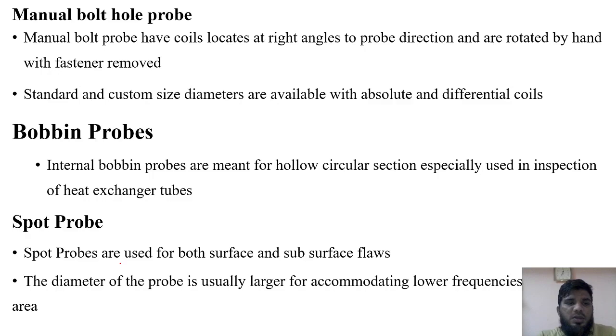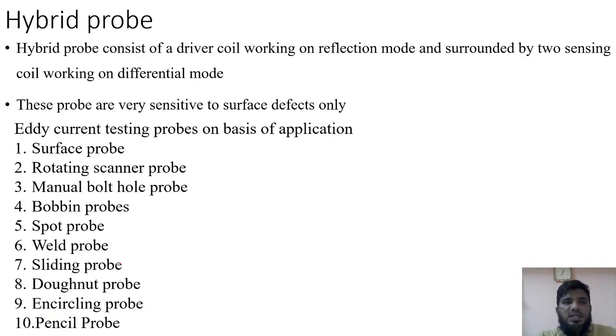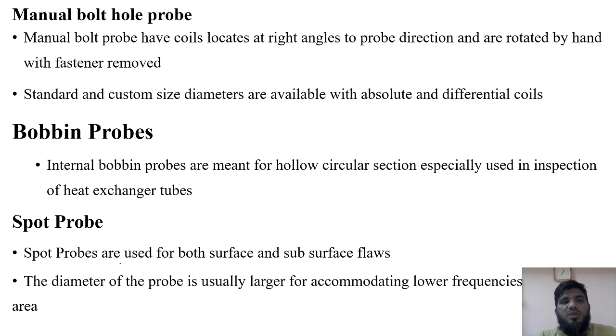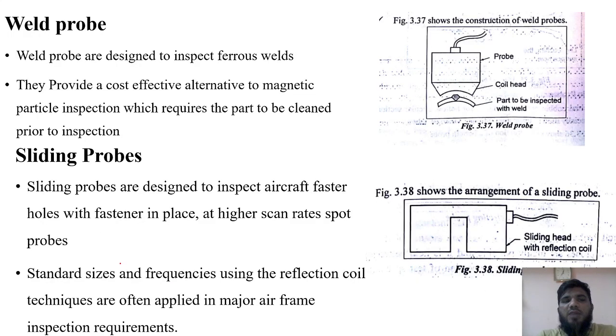Among the first four which we have discussed, that is your hybrid, absolute, differential, and reflection, all these probes are designed from these four. Bobbin probes, the internal bobbin probes, are meant for hollow circular sections, used in inspection of heat exchangers. Next, spot probes are generally used for both surface and subsurface. The diameter of the probe is usually larger for accommodating low frequency or high frequency.